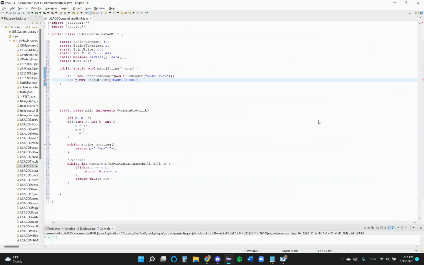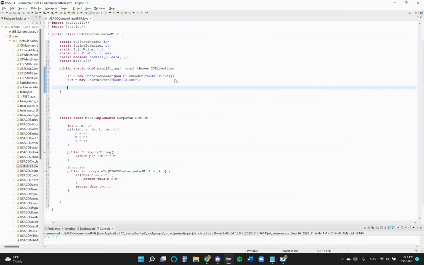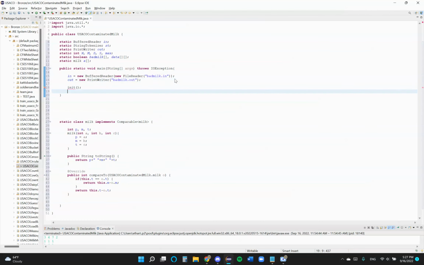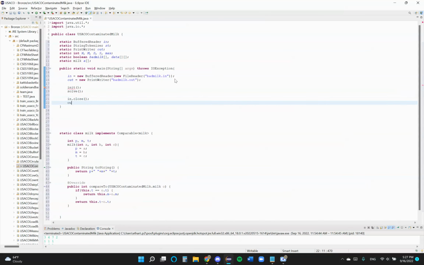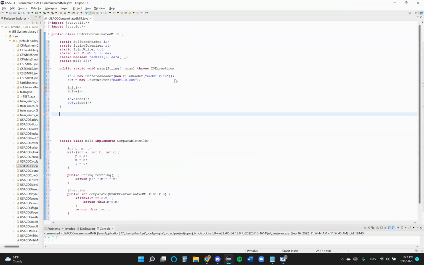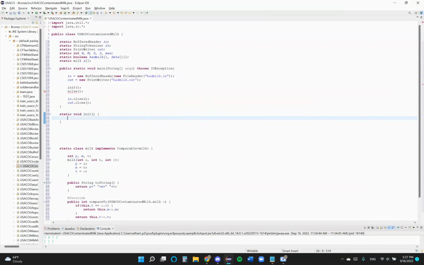Now we have to throw an IO exception. And then we have to do the initializing and then the solving. Okay. Static void. Let's start with the initialization.